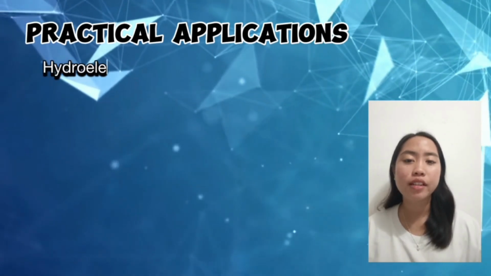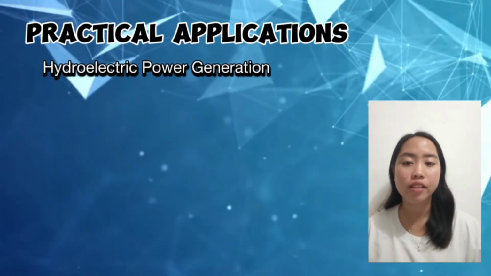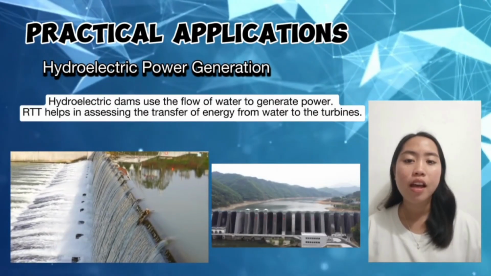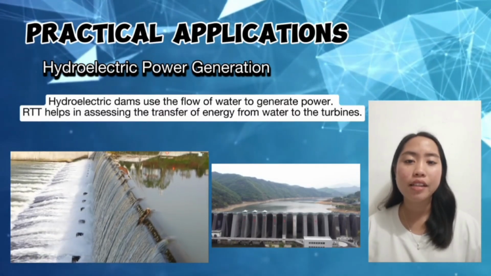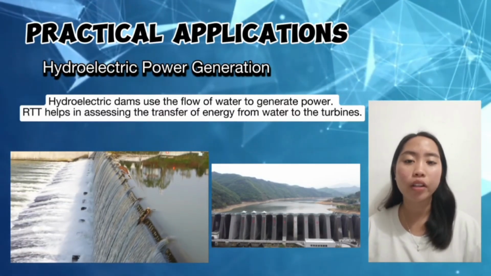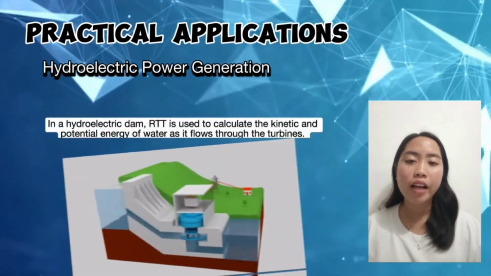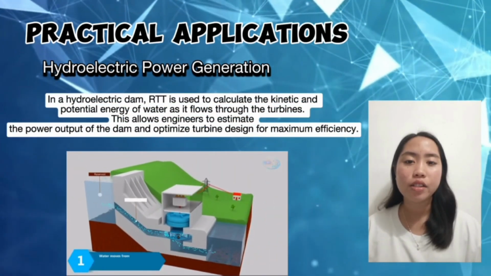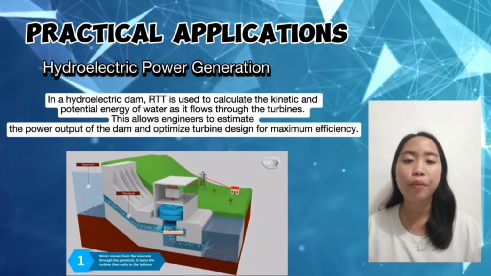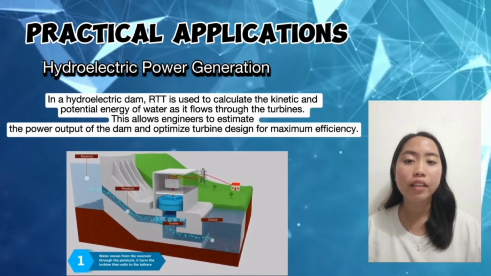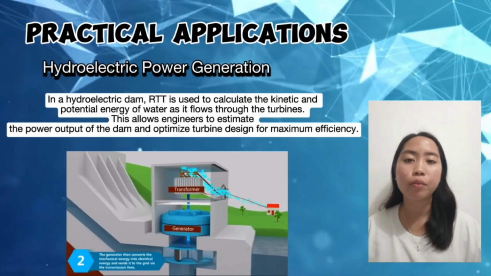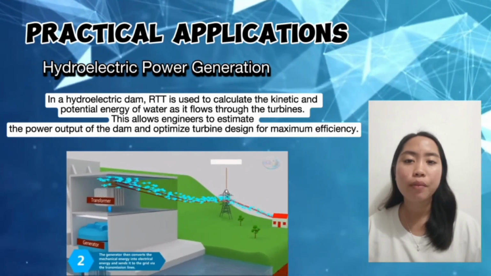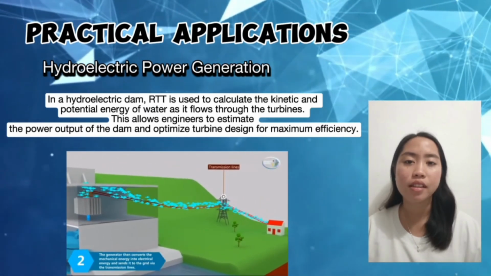Another application is in hydroelectric power generation. Hydroelectric dams use the flow of water to generate power. RTT helps in assessing the transfer of energy from water to the turbines. In a hydroelectric dam, RTT is used to calculate the kinetic and potential energy of water as it flows through the turbines. This allows engineers to estimate the power output of the dam and optimize turbine design for maximum efficiency.